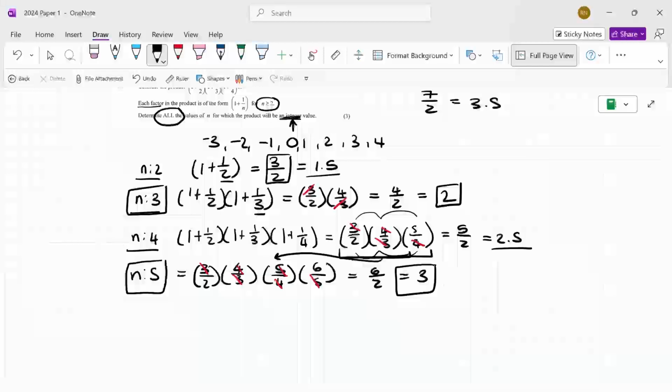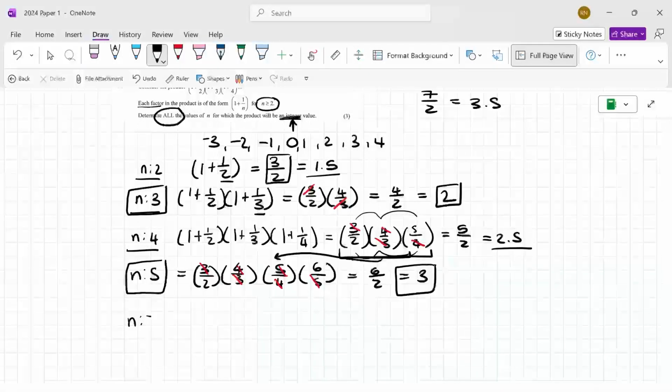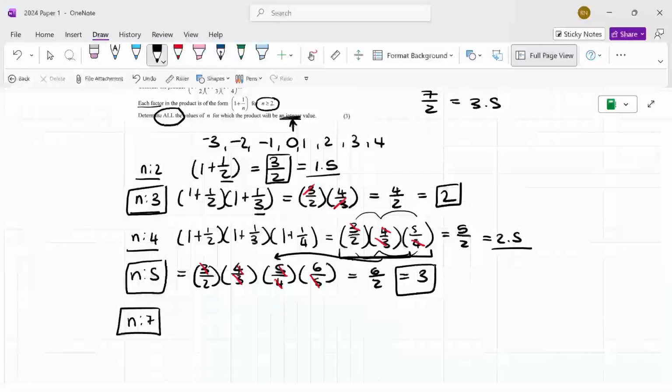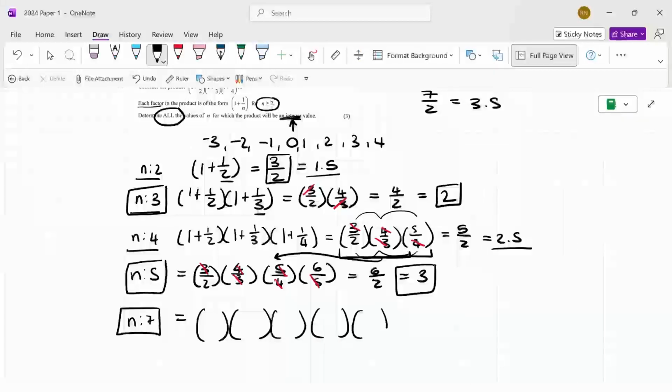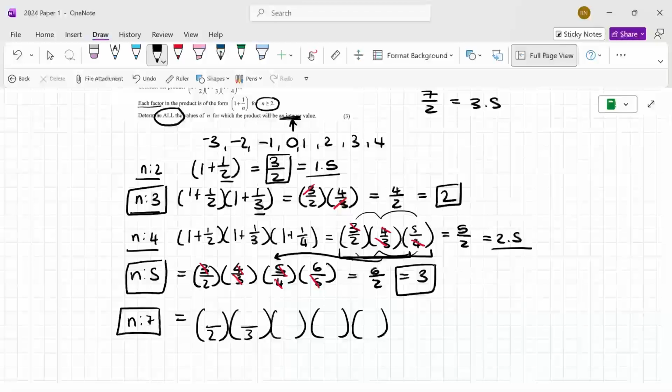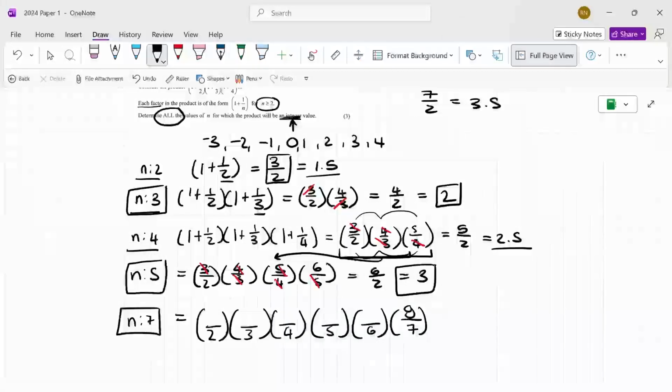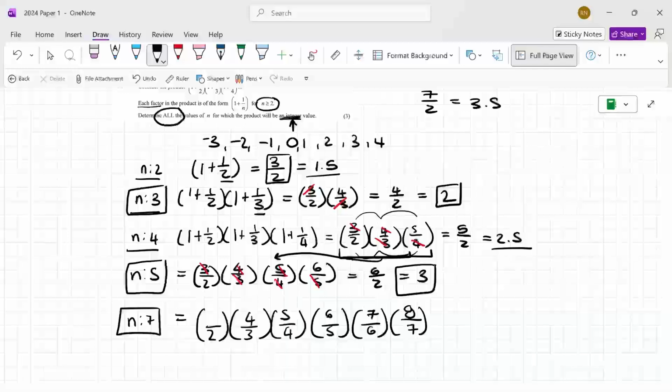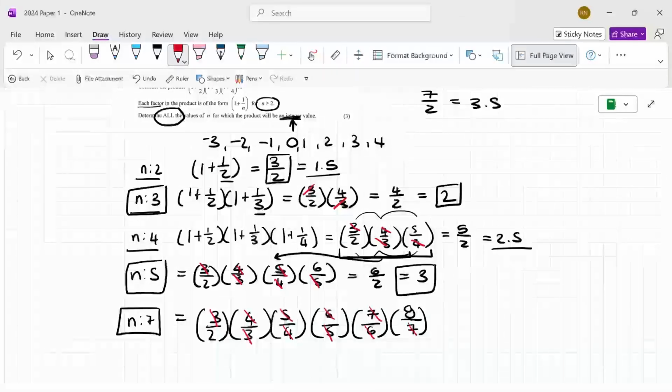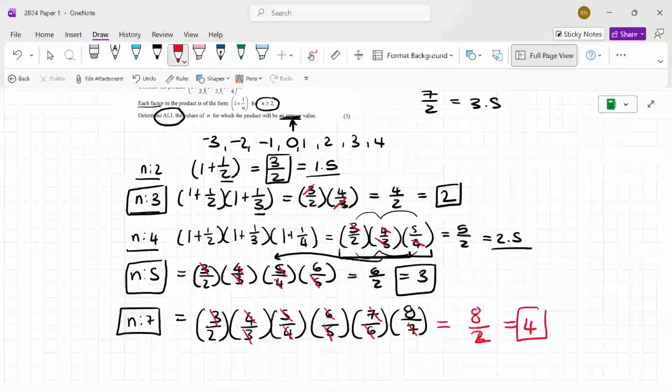Let's test our theory with, let's say, n equals 7. Let's skip one. Because n is 7, I'm predicting that it's going to give me a whole number. We don't really have to write down the 1 plus whatever. We know it's going to start at 2, 3, 4, 5, 6, and 7, and the top is just one more than the bottom. So 8, 7, 6, 5, 4, 3. I hope I haven't missed any. Now we can see all the things that cancel out. That gives us 8 over 2, which is 4, which is also an integer. It's a whole number.